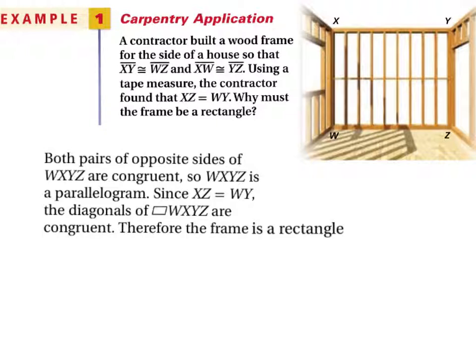I want to make note of this. If you only told me that the diagonals are congruent and that was a rectangle, that would not be correct. You first have to know it's a parallelogram. I want you to make a note of that. Make sure you write that down and put a star next to it. You have to make sure it's a parallelogram first. So since opposite sides are congruent, we then can say that it's a parallelogram. Now that we know it's a parallelogram, and now we know the diagonals of parallelogram WXYZ are congruent, then we can say that the frame is a rectangle.